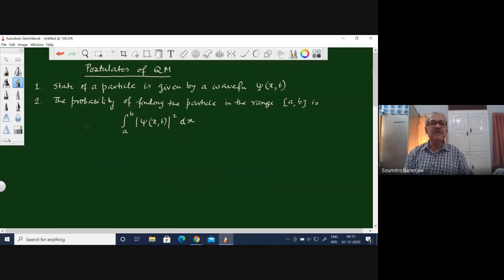And the immediate corollary is that if this is minus infinity to infinity, what is the probability of finding the particle anywhere? It is definitely 1, because you must be able to find the particle. So the corollary is that the probability of finding the particle in the range minus infinity to infinity, the integral of |psi(x,t)|^2 dx, should be equal to 1. And all psi functions that we deal with should satisfy this requirement, which is called the normalization that you have learned. The third postulate is basically the Schrodinger equation.